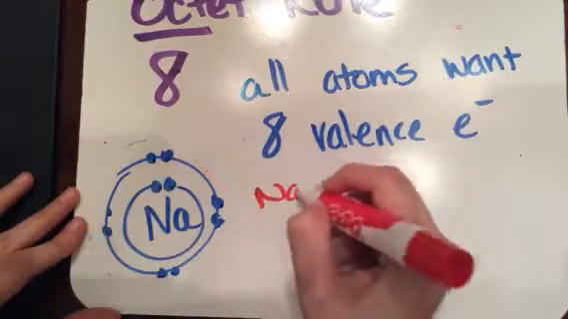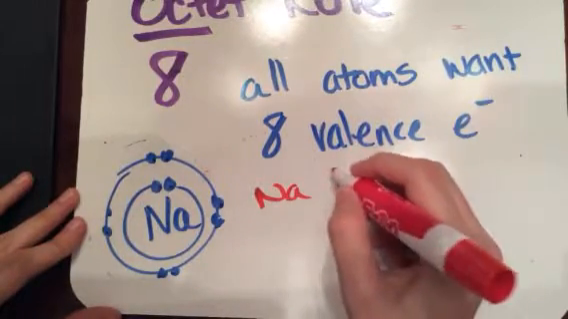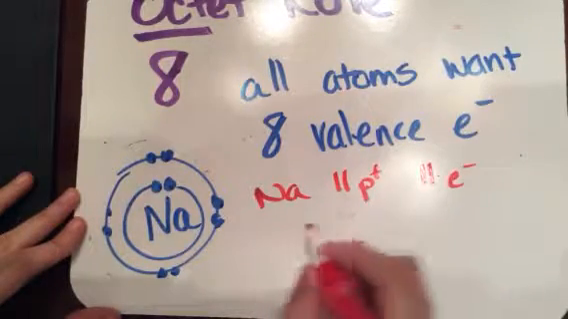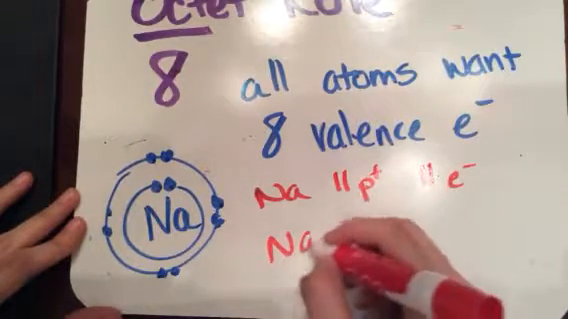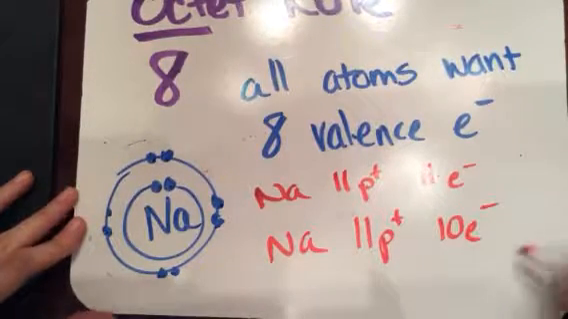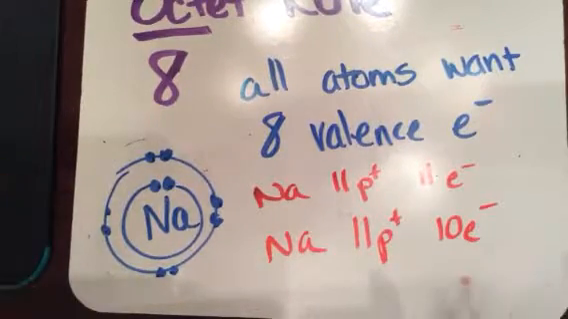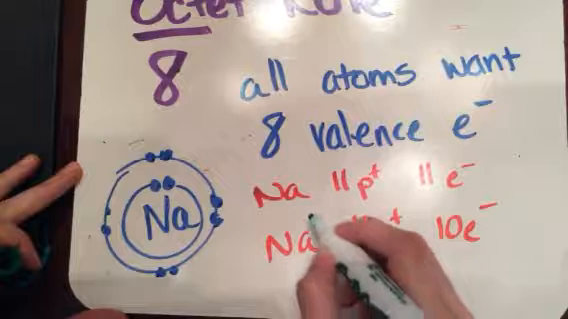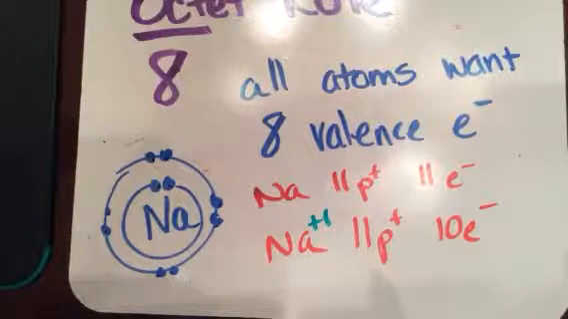Granted, now sodium, which normally has 11 protons and 11 electrons, has 11 protons and 10 electrons because it just lost 1. And if that's the case, then sodium now has a charge, and the charge on that sodium is +1. So watch the next video and I'll talk a little bit more about charges so that it ties everything in.